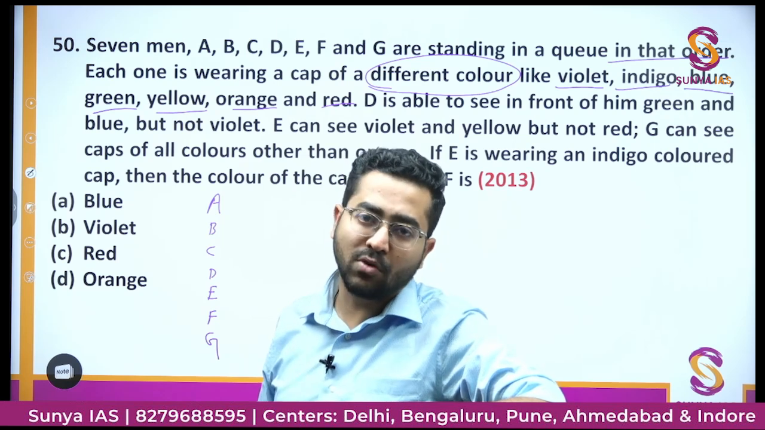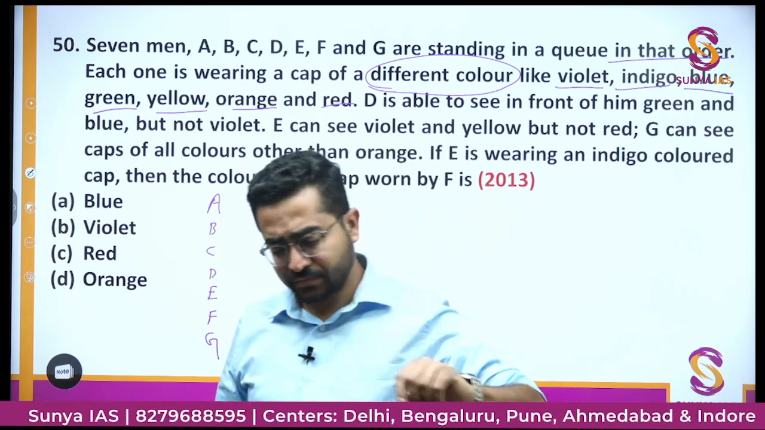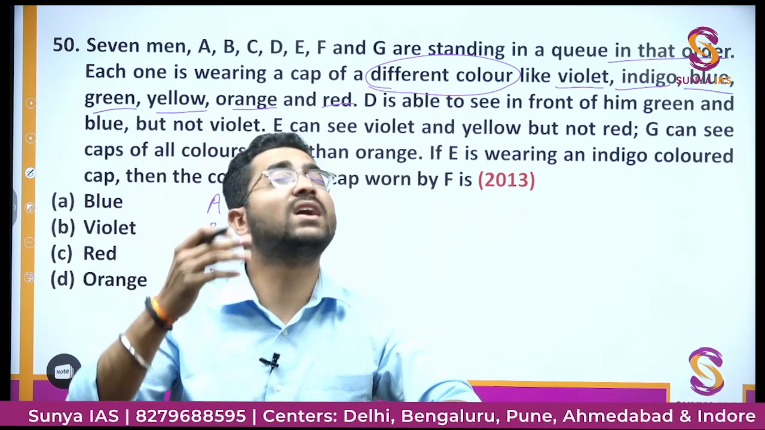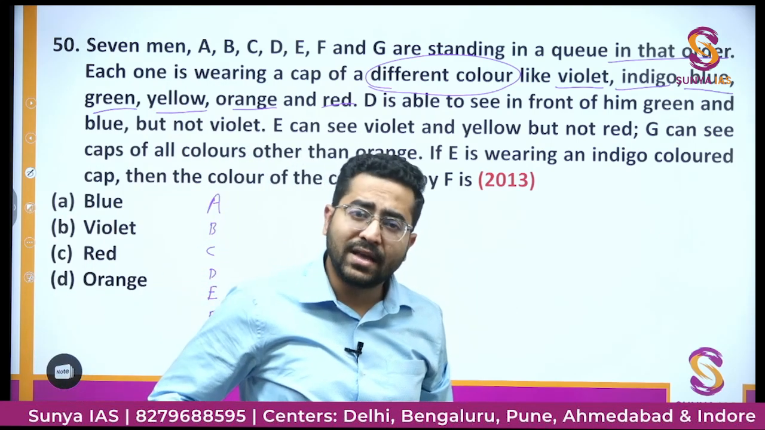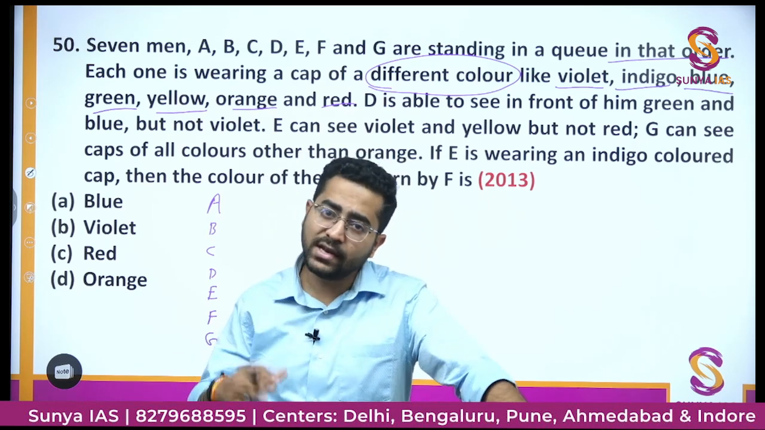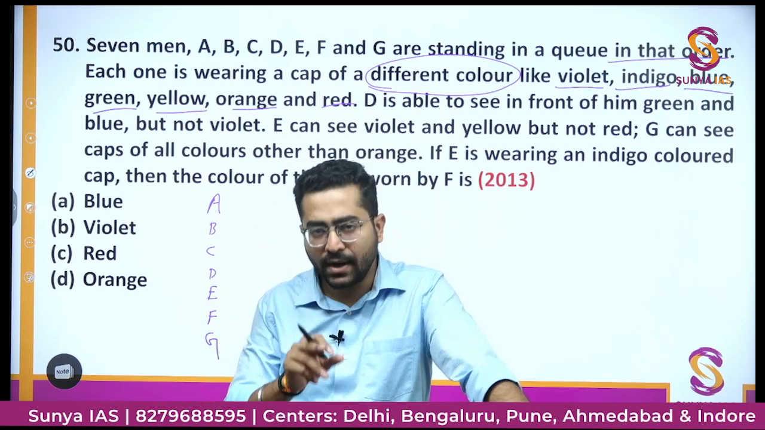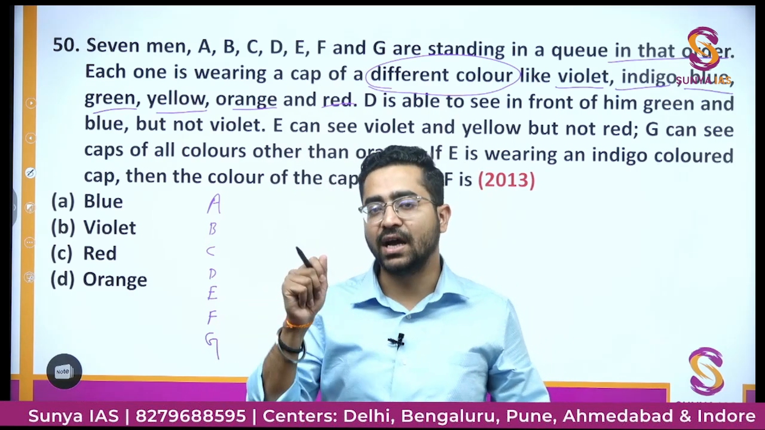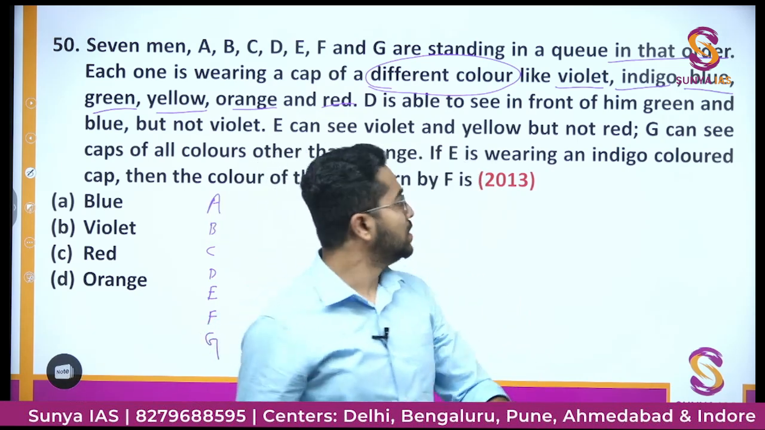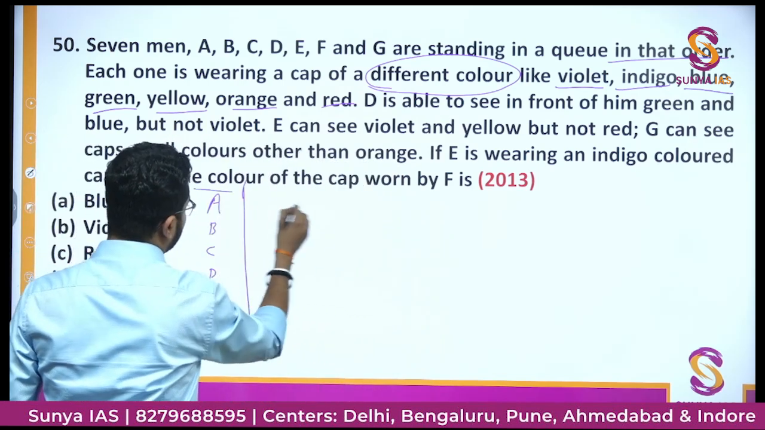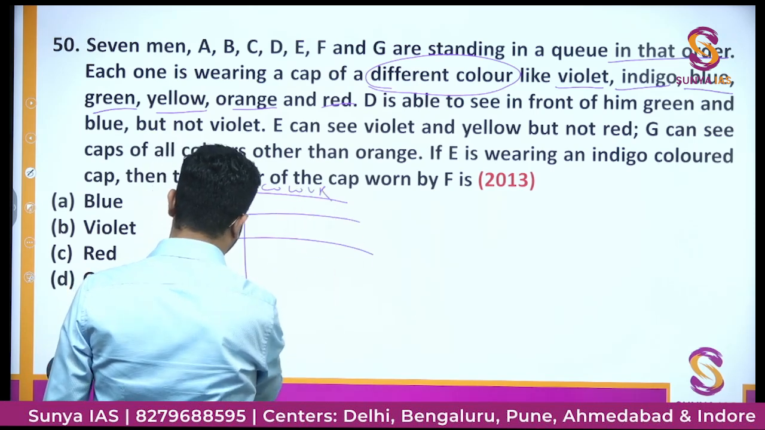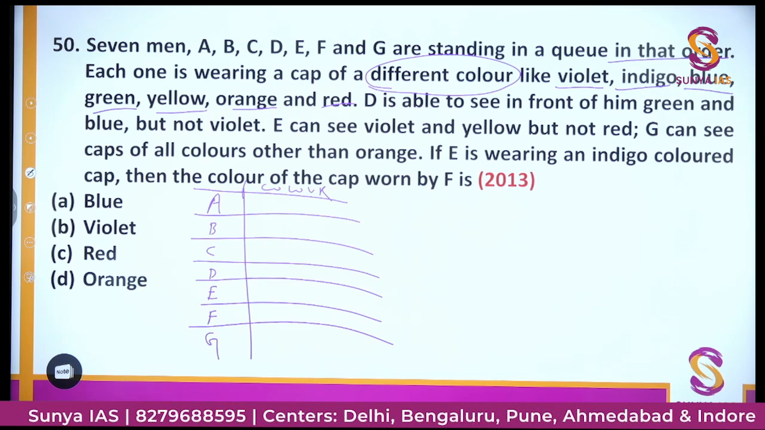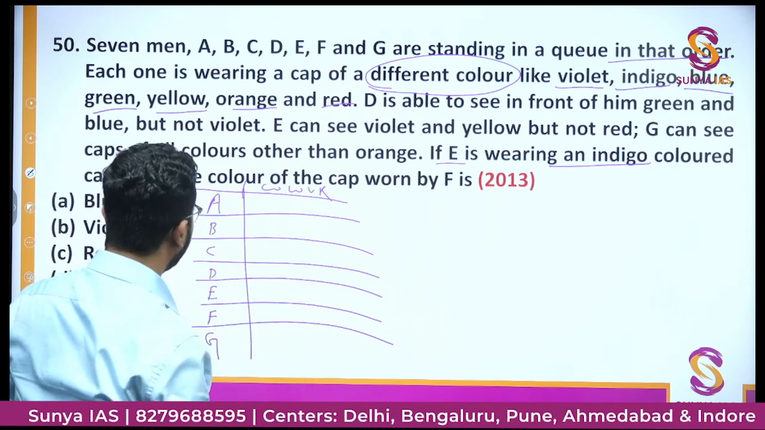I also cannot see what color caps the people standing behind me are wearing. And if I am wearing a cap myself, I cannot see what color cap I am wearing, unless I remove it. Nothing like that is given here. So there are 2 conditions. First, I can see the colors of the caps of only those people who are standing in front of me. But I cannot see the caps of two types of people: first, those standing behind me, and second, myself. I myself cannot see the color of my cap. So if this is the case, let's make a table of the colors. If E is wearing an indigo colored cap, then it is direct information that E is wearing an indigo cap.